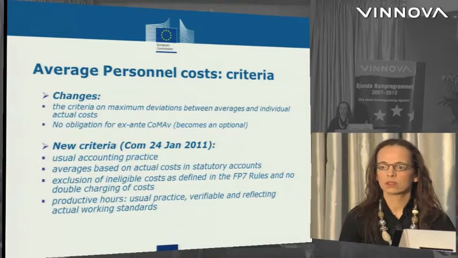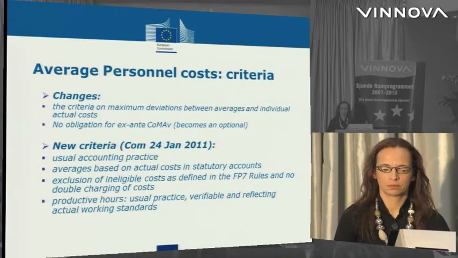And at the same time, luckily, we had the communication on simplification. We did a lot of effort, and one of the simplifying acts that we took was the average personnel cost. And I can tell you it was a relief for us, and probably a relief for our beneficiaries that use this average personnel cost as their usual system for declaring personnel costs. So the criteria, I write new, but it is from January 2011. It is a criteria that is admittedly very, very broad.